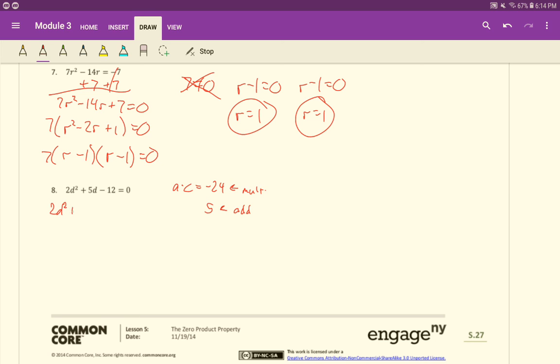So we'll break the middle term up here using those two numbers. 5d becomes 8d minus 3d, and then we'll group the first two and group the second two. From this first group, factor out a GCF. What can we take out? 2d. And we're left with d plus 4. What can we take out from this group? Negative 3. And we're left with d plus 4. Factor out what's in common there.